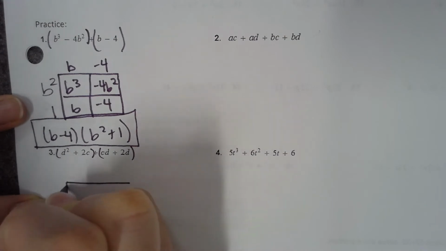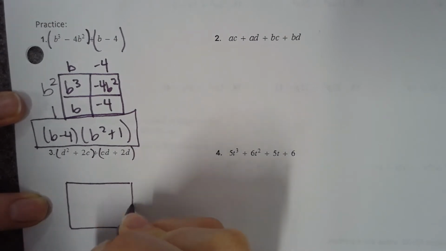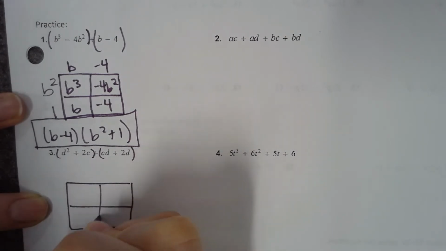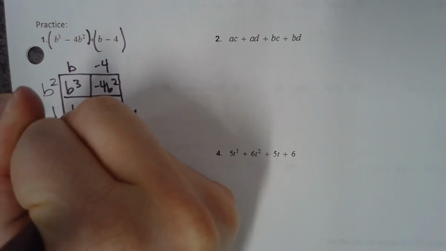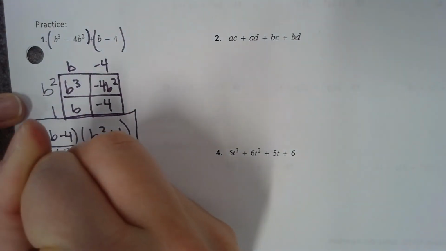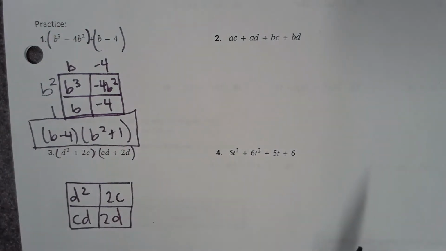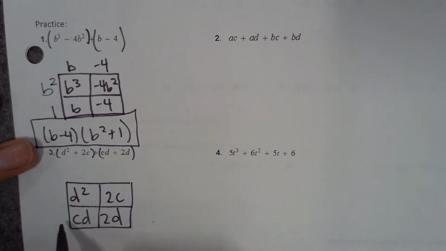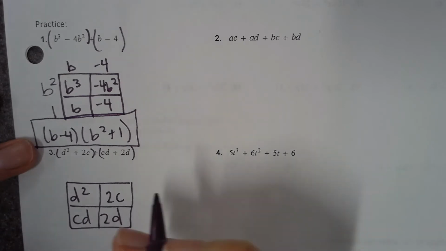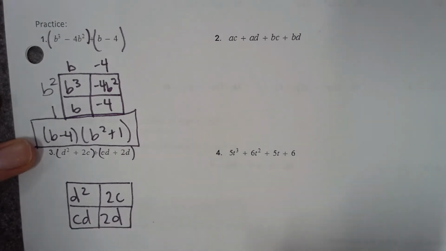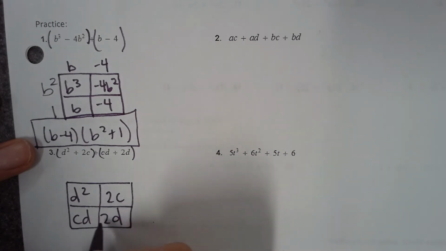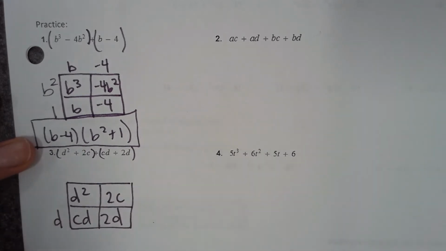And we are going to come here, draw our box. We have d squared, 2c, cd, and 2d. Okay, we're going to look at our greatest common factor. So our greatest common factor between these 2 terms looks like there is not a greatest common factor. Let's look down here. Is there a greatest common factor? That greatest common factor is d.